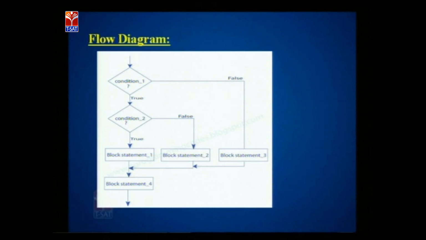And let us have a look at the flow diagram of nested if statements. First, a condition will be given. If that condition is proved to be false, it directly comes to block statement 1 and gets executed. If that is proved to be false, then it comes to block statement 3 and stays away. If the second condition which we have given is proved to be true, then it comes to block statement 4 and gets executed. If condition 2 is deemed to be false, it comes to block statement 3 and stays away.